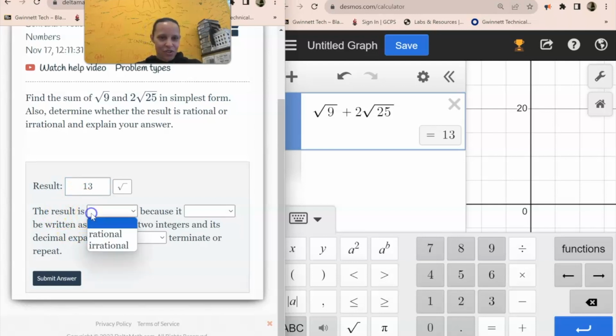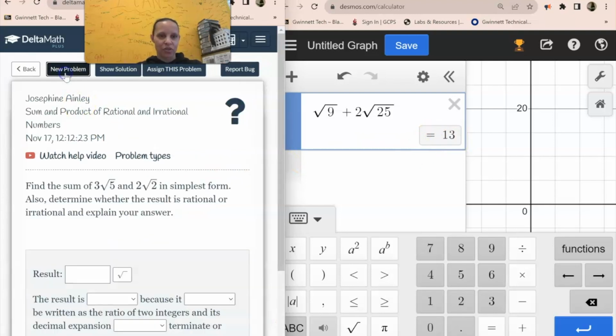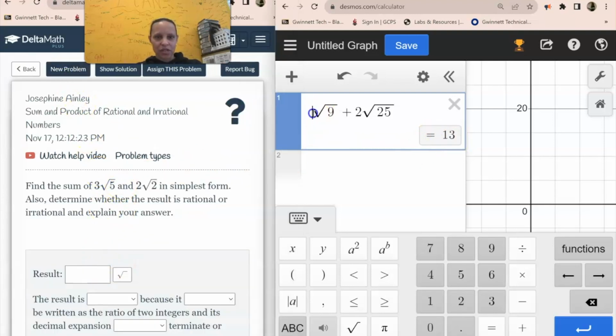All right. The result is rational. Why? Because it's 13, right? Because it can be written as a ratio of numbers, and its decimal expansion does terminate or repeat. So we ended up getting an easy one. So all the rational ones will give you an actual number. The ones that are irrational, so let's see if this one is 3, and this is sum again.